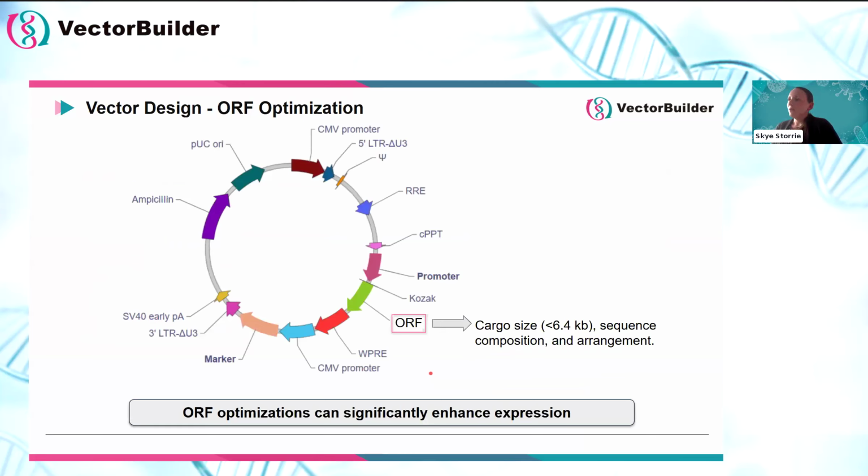So now let's look at the open reading frame. Some important considerations include cargo size. Like we previously mentioned, it should be around 6.4 kilobases, and this includes everything in your expression cassette: your promoter, your ORF, as well as any regulatory elements like poly-A or WPRE. So this is really important to consider. You can also do sequence composition optimization. For example, you might want to reduce GC content or do codon optimization. The arrangement of your ORFs is also really important, and all these optimizations can significantly enhance expression.